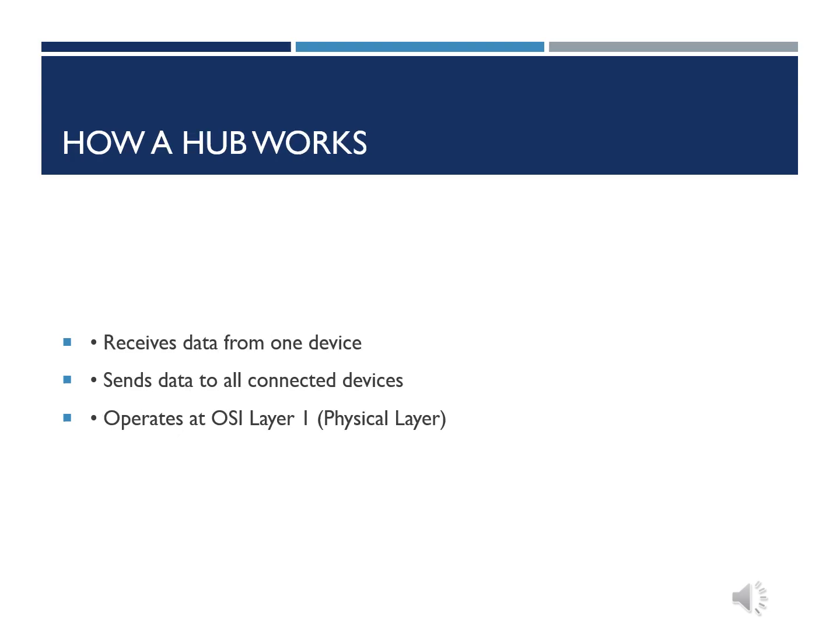When a device sends data to the hub, it broadcasts it to all connected devices. It works at OSI Layer 1, the physical layer, so it does not read or check any addresses. Because of this, all devices receive the data, whether they need it or not.